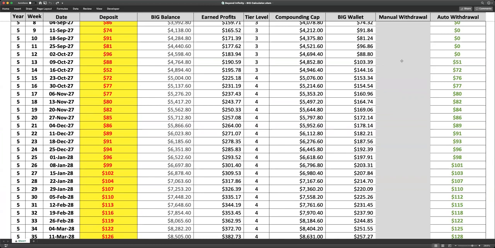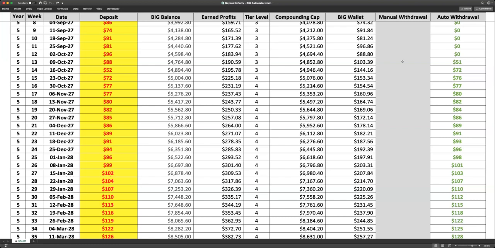$103.39. And because you have your percentage set at 50%, what you're telling the calculator to do is that whenever my big wallet reaches that threshold of $100 or more, here's what I want you to do. I want you to take 50% of that and move it directly to my internal wallet, and take the other 50% and redeposit it. So you can see of the 103.39, $51 was automatically deposited to the internal wallet. And the other 52, the 5th year, 14th week, 52 is a redeposit.